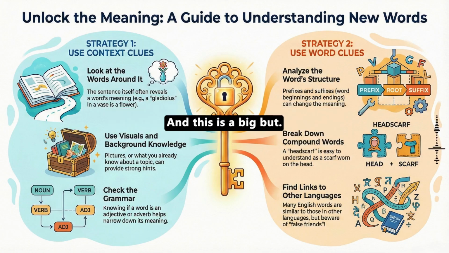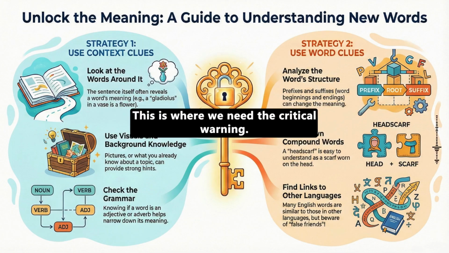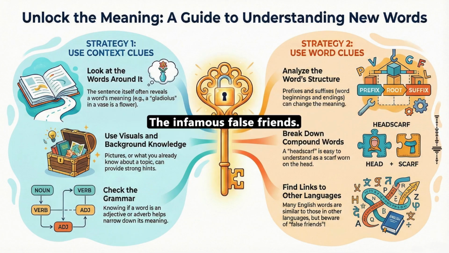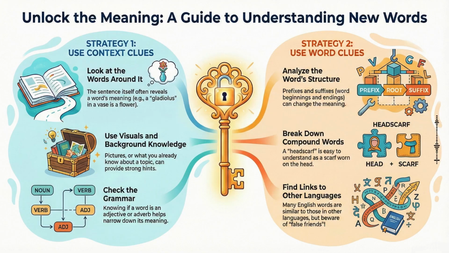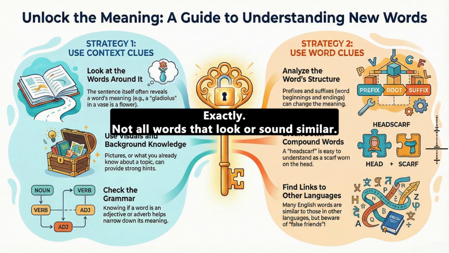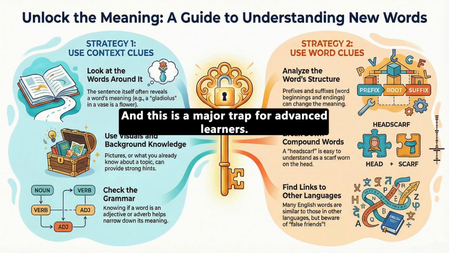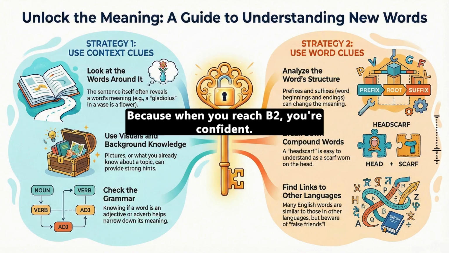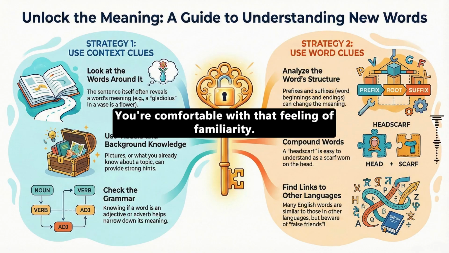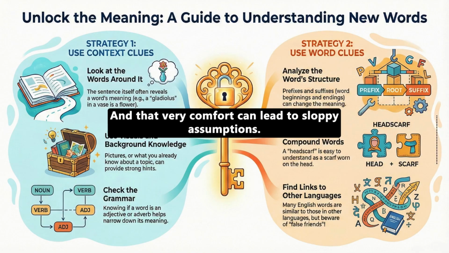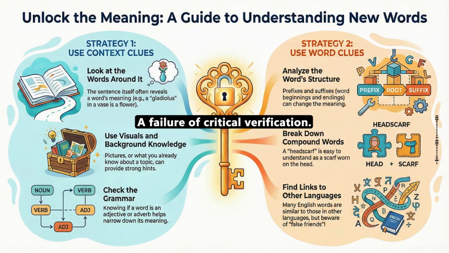But, and this is a big but, this is where we need the critical warning. The infamous false friends. Exactly. Not all words that look or sound similar mean the same thing, and this is a major trap for advanced learners. Why for advanced learners specifically? Because when you reach B2, you're confident. You're comfortable with that feeling of familiarity, and that very comfort can lead to sloppy assumptions. A failure of critical verification. Precisely.